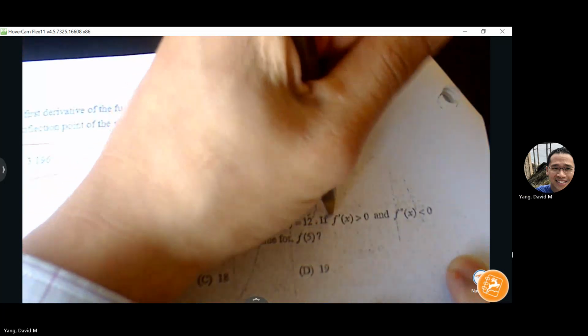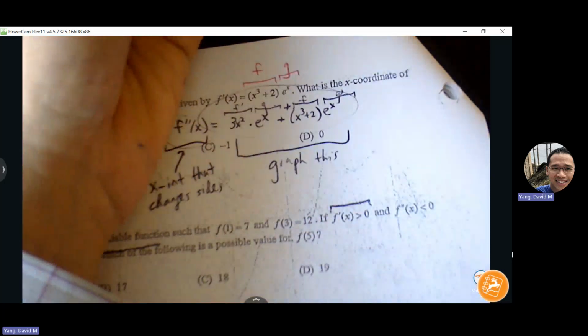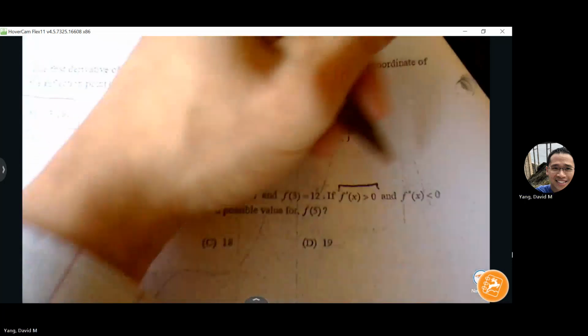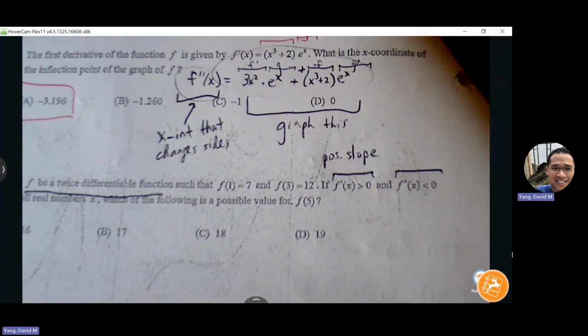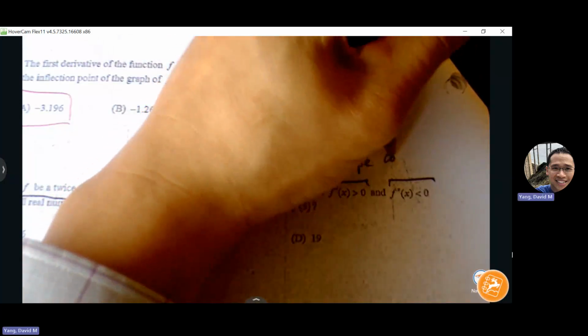Let's see if we can put this into words here. What does f prime of x greater than 0 mean? The slope is positive. Positive slope. And f double prime is less than 0, what does that mean? Concave what? Down. Concave down.